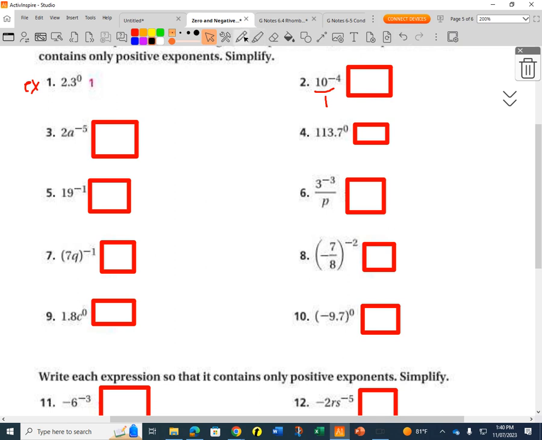So we're going to do 1 over 10 to the 4th power. And then we're going to evaluate that exponent. On our calculator, we're going to leave it as 1 over, and put 10 to the 4th power in. So clear it out 3 times. 10, y to the x, 4 equals. So it's 1 over 10,000.